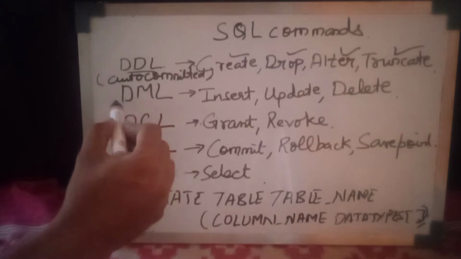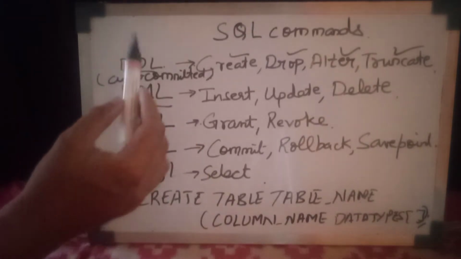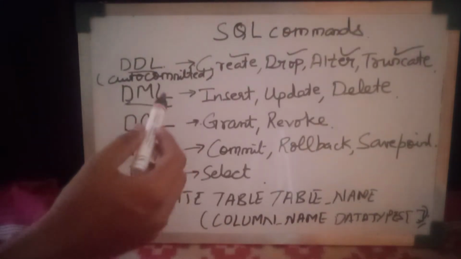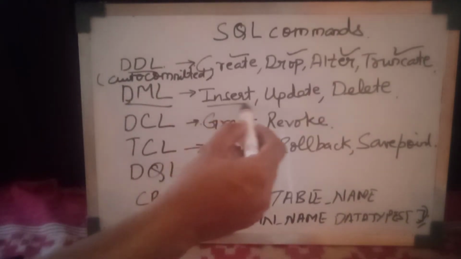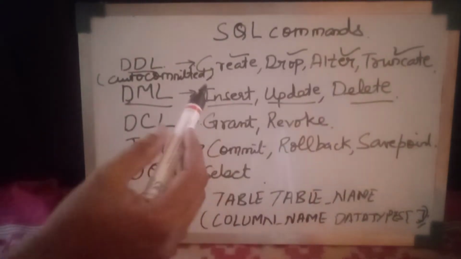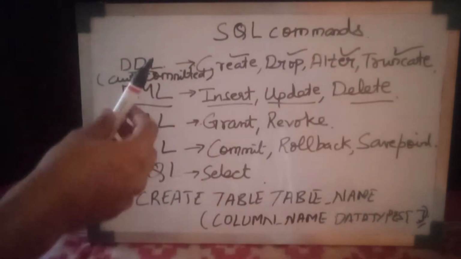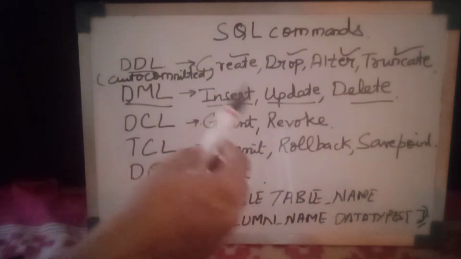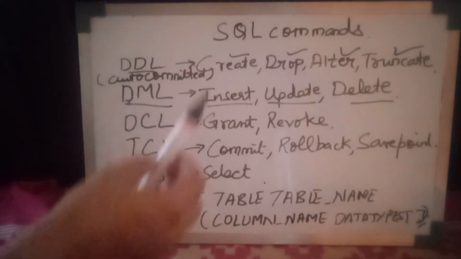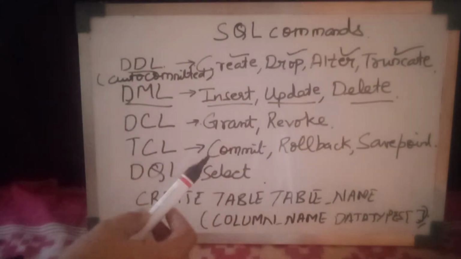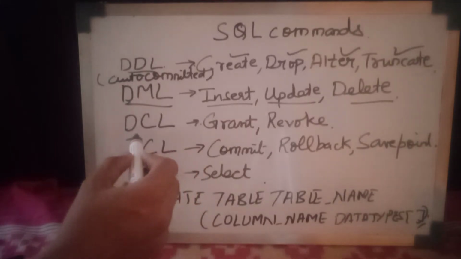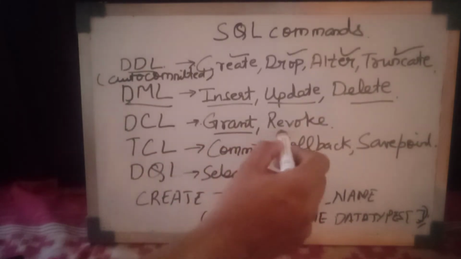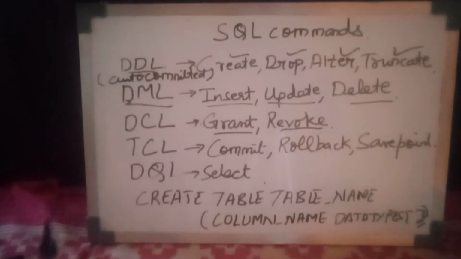Then the second is data manipulation language, a language which manipulates the data. All these 3 commands, insert, update, and delete, manipulate the data: inserting a row or any object into the database, updating the database, or deleting from the database. Data control language has grant and revoke, the 2 permissions which are used in data control language.